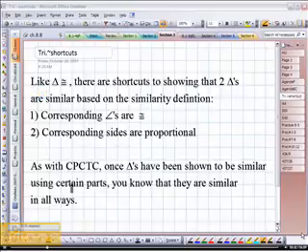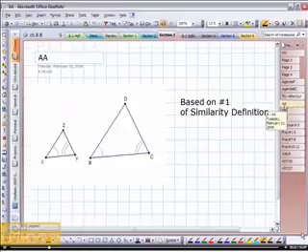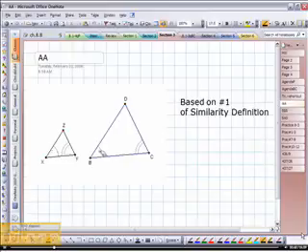So here are the shortcuts. Based on the first part of the similarity definition, this is AA, for angle-angle. If two corresponding angles are the same, you know the triangles are similar. Obviously, the third one would have to be the same, so that they sum to 180. And as I said with CPCTC, once the triangles are shown to be similar through AA, now we know that the sides are proportional, even if we didn't know that originally.